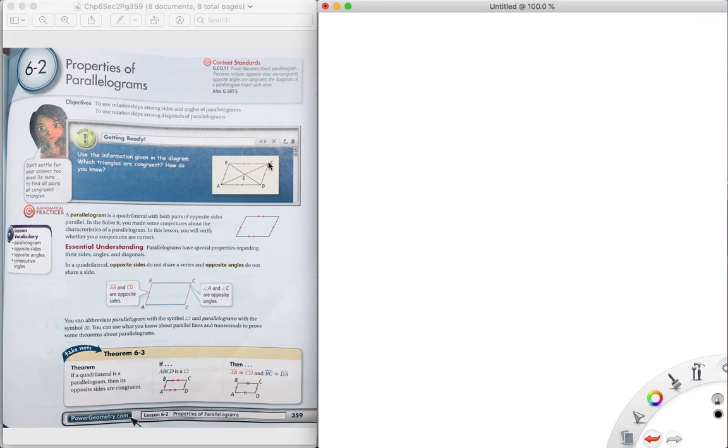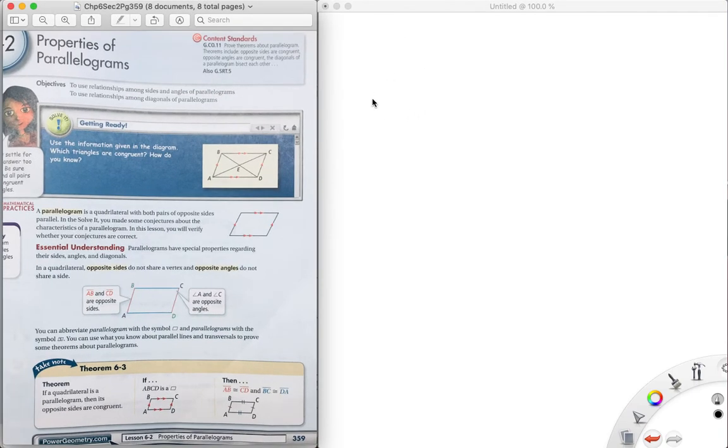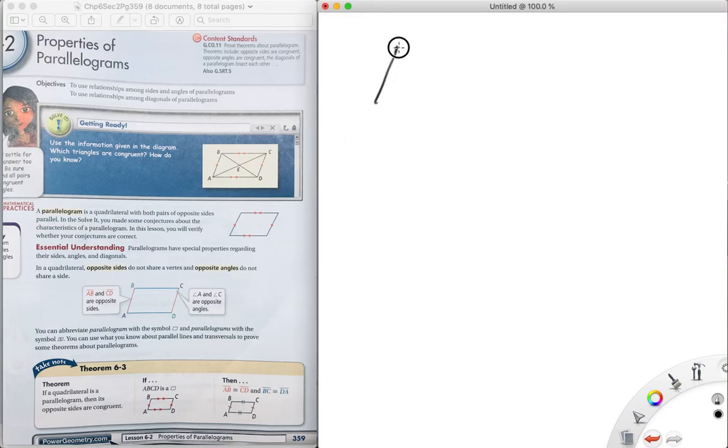This is Geometry, Chapter 6, Section 2, Properties of Parallelograms. Okay, so what is a parallelogram? So, definition of a parallelogram.